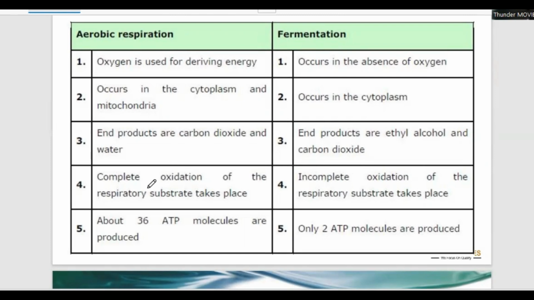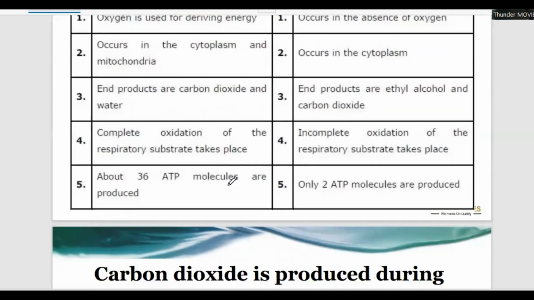Then the other side is oxidative. There is oxidation of the respiratory substance. There is complete oxidation of these substances we use. Here, there is incomplete oxidation. Why? Because oxygen is not there. Then you produce 36 ATPs. Here, you only produce 2. Imagine. So it means that anaerobic respiration is very, very, very important.